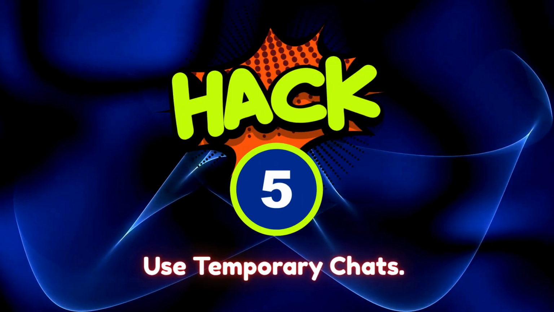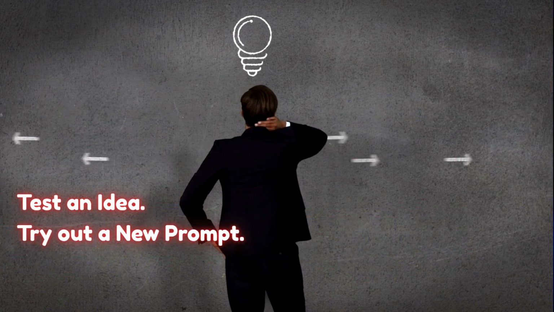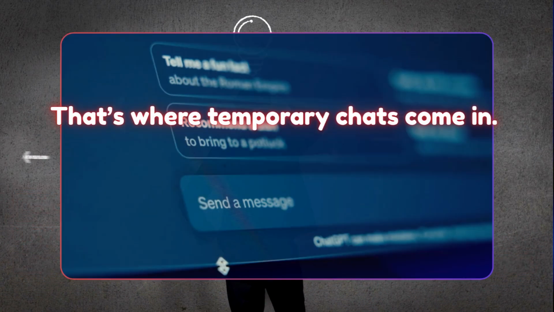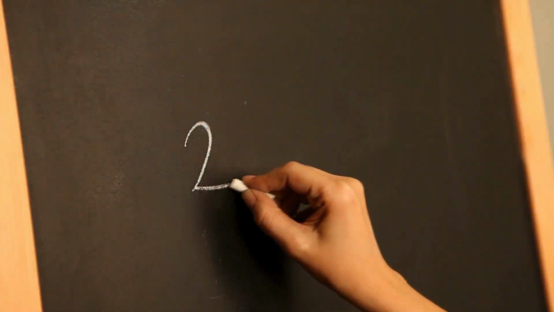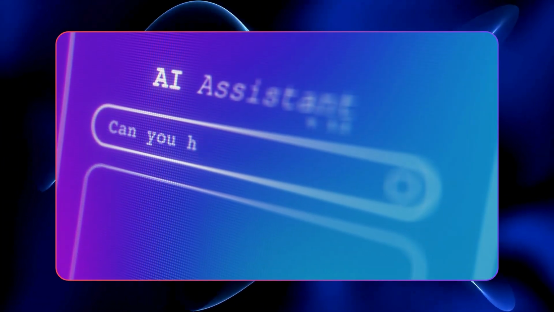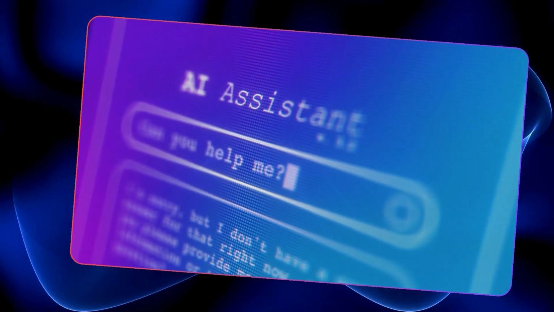Hack 5. Use temporary chats. Sometimes you just want to test an idea, try out a new prompt, or experiment without messing up your main thread. That's where temporary chats come in. I know it sounds very basic, but in many cases I have seen many try different topics or ideas in one chat itself and receive clumsy responses.